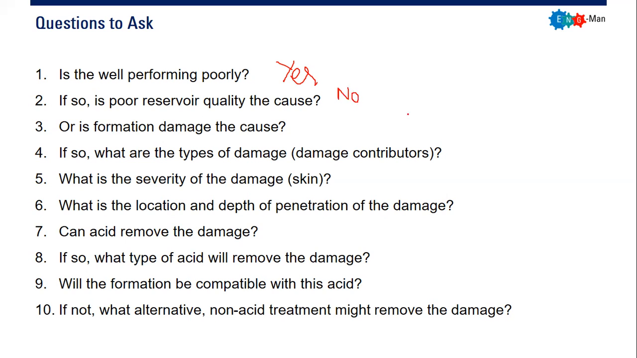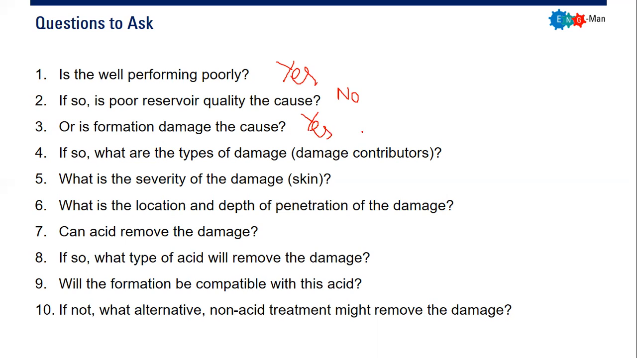For acidizing, you better have good reservoir quality, and previously your well is performing quite well, but later on it performed poorly because of what? Not because of poor reservoir quality, but because of number three, formation damage, right? Yes, that's why, because the formation damage causes the well to perform poorly, then I want to solve the formation damage by performing acidizing.